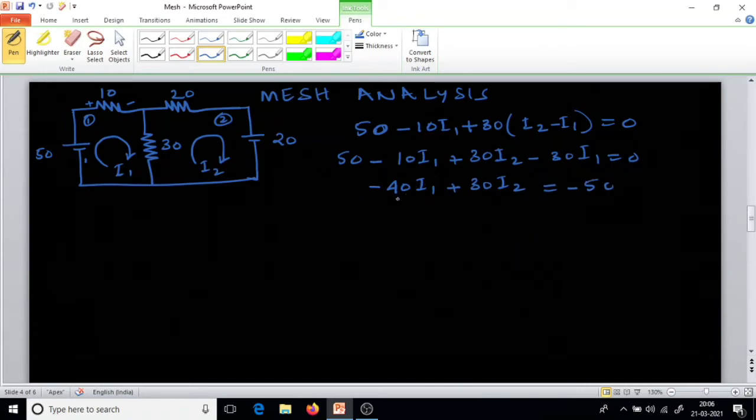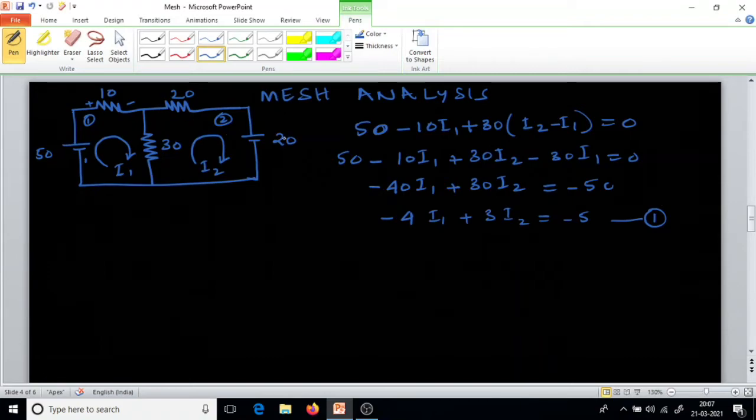We'll divide the entire equation by 10. So we get minus 4 I1 plus 3 I2 equals minus 5. This is our first loop equation.